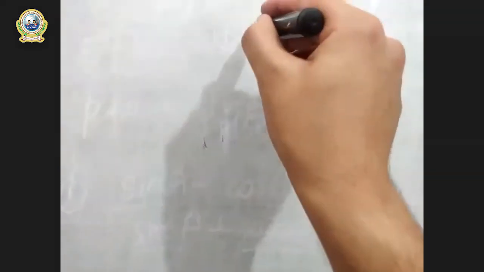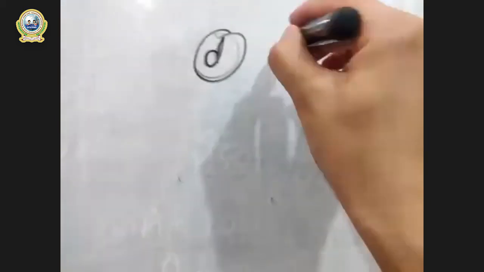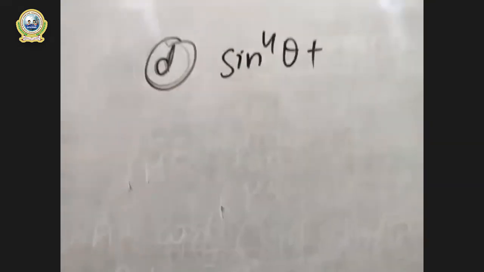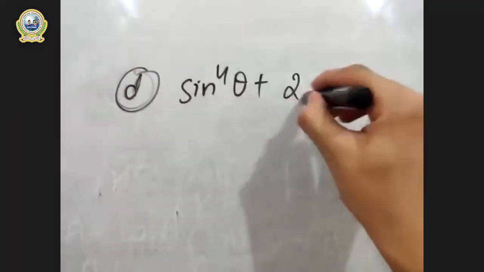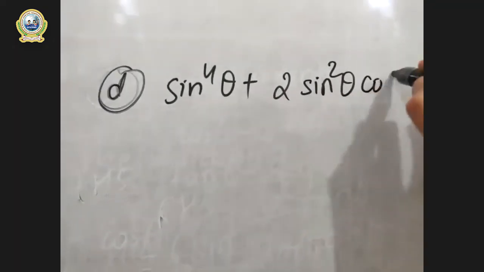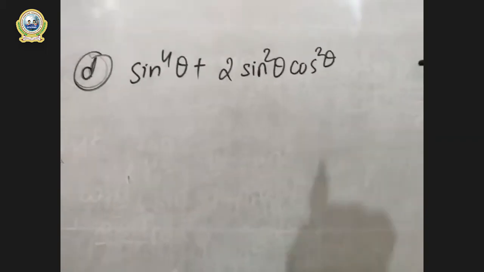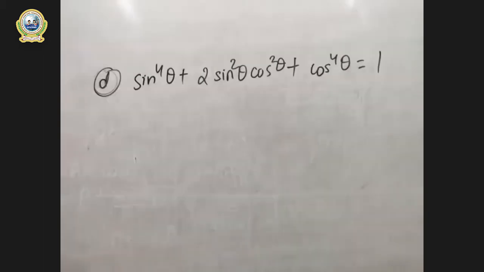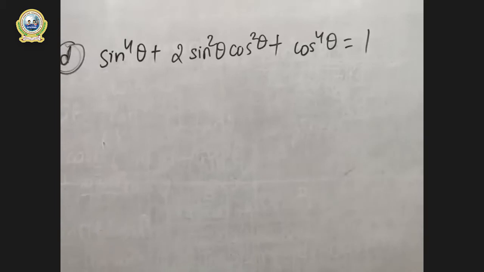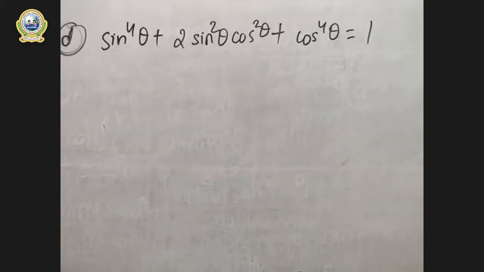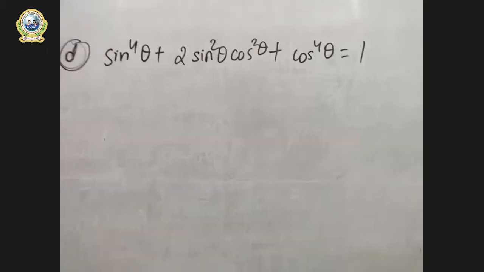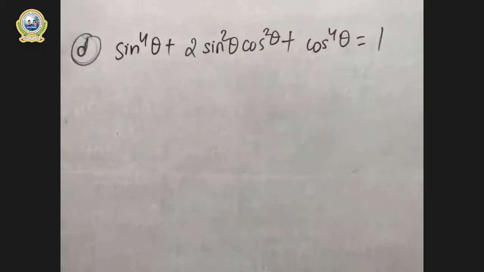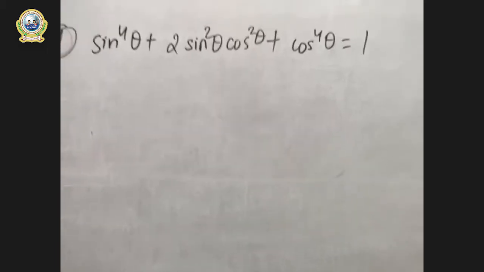The question says sine power 4 theta. Write it down. The markers are not working. Sine power 4 theta plus 2 sine square theta cos square theta. Is it clear? Plus cos power 4 theta is equal to 1. It says like this. Copy the question. These are all powers, okay? Sine power 4 theta plus 2 sine square theta cos square theta plus cos power 4 theta. And it says this will be 1.